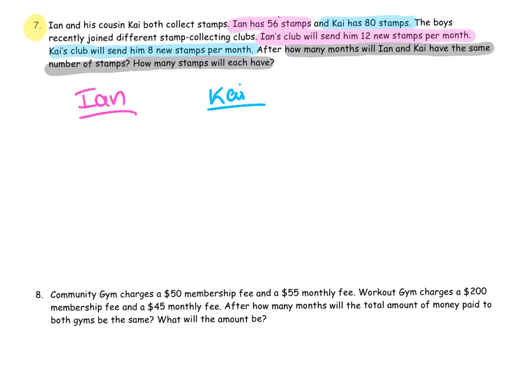So Ian has 56 stamps already. Like right now, he has 56 stamps. And Kai, as of right now, has 80 stamps. Okay. The boys recently joined those different stamp collecting clubs.